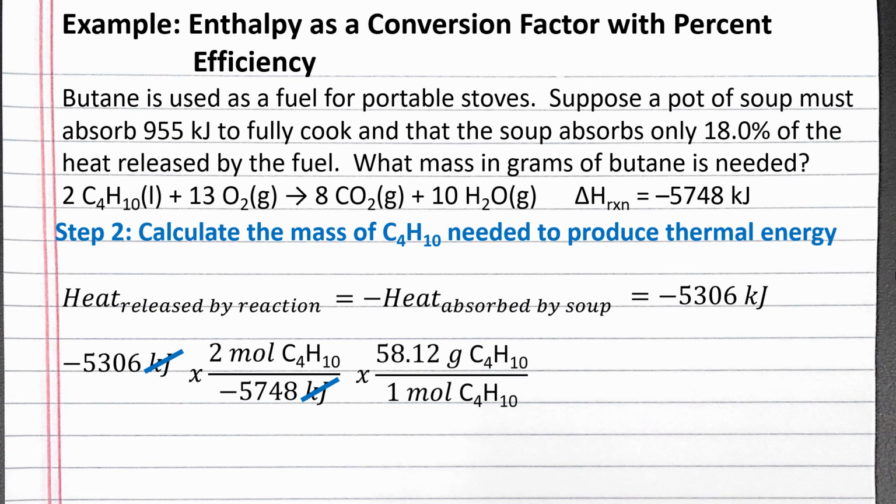Then we can use the molar mass of butane to convert from moles of butane to grams of butane. Completing the calculation, we get 107 grams of butane are needed to cook the soup.